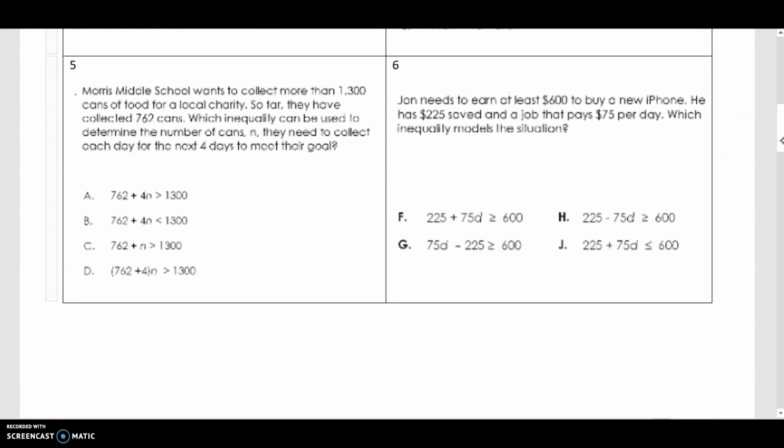Number 5 says Morris Middle School wants to collect more than 1,300 cans of food for a local charity. So far, they have collected 762 cans. Which inequality can be used to determine the number of cans they need to collect each day for the next 4 days to meet their goal?